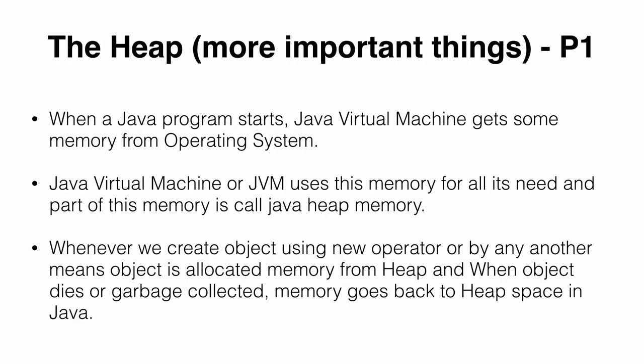The heap, more important things. So when a Java program starts, the Java virtual machine gets some memory from the operating system. Java virtual machine, or JVM, uses memory for all its needs, and the part of memory is called Java heap memory.